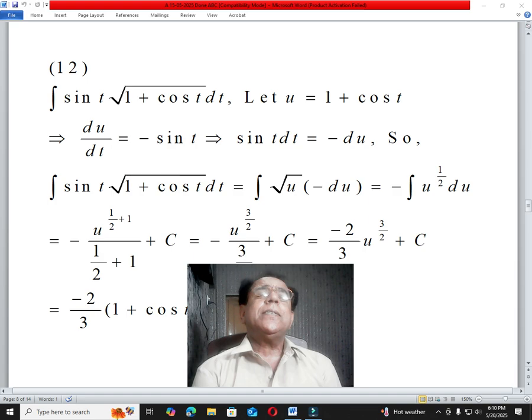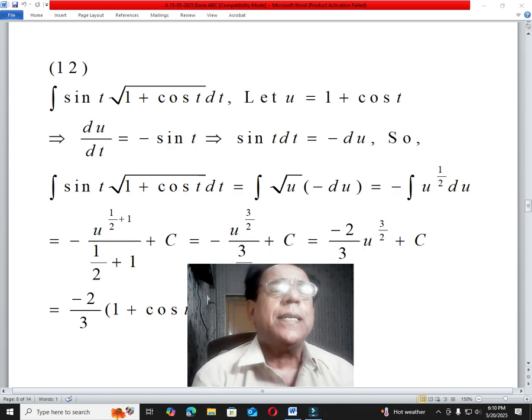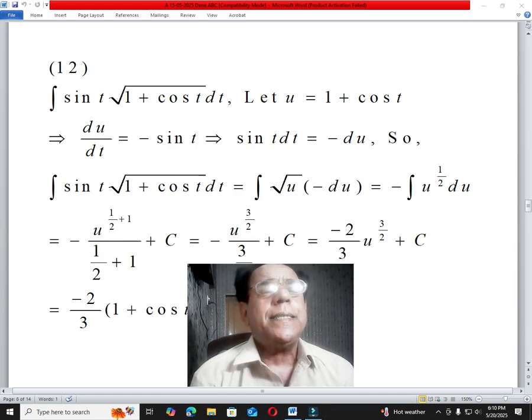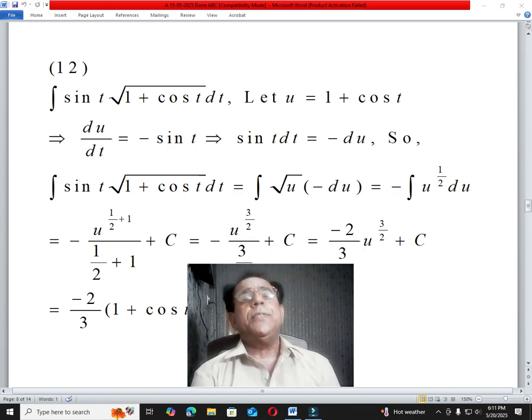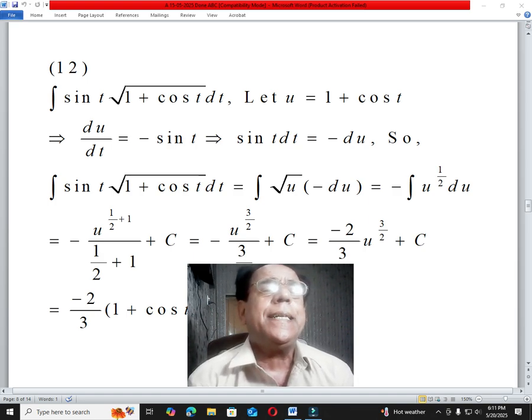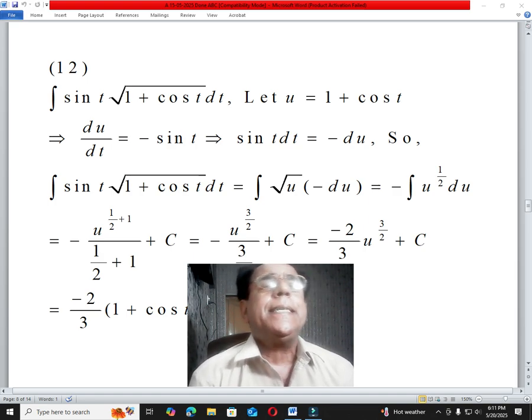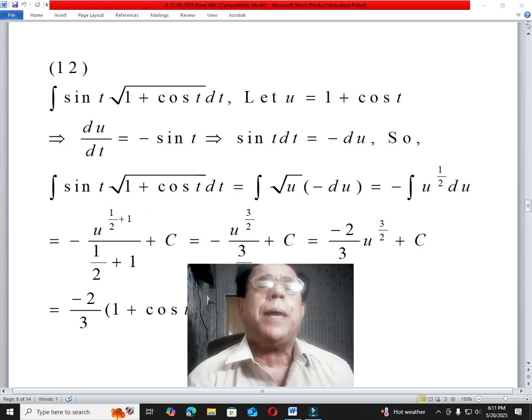But integration of cos t is plus sin t. But here we are not going to integrate. We are going to differentiate cos t. So formula of differentiation will apply. From here, this implies that sin t dt will be equal to minus du, because sin t and dt both appear in the statement. So in place of sin t dt, we will replace these two multiplying factors by minus du.